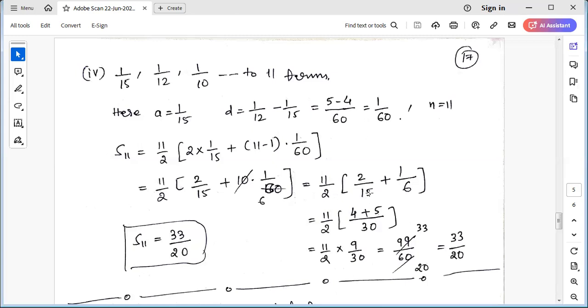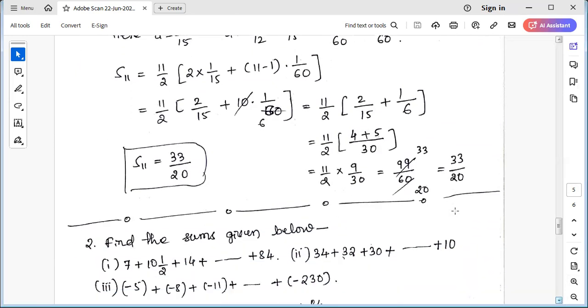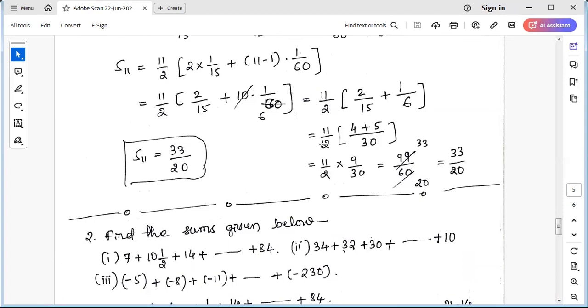And now for this 15 and 6, 30 is the LCM. So this 11 by 2 you write as it is. For 30, 15 twos are 30, so 2 into 2 is 4, plus 6 fives are 30, so 5 into 1 is 5. The LCM is taken and simplified, write 11 by 2 as it is, and this 4 plus 5 is 9, so it becomes 9 by 30.